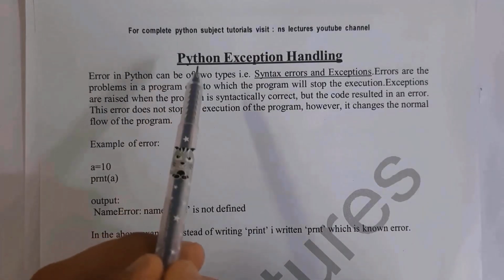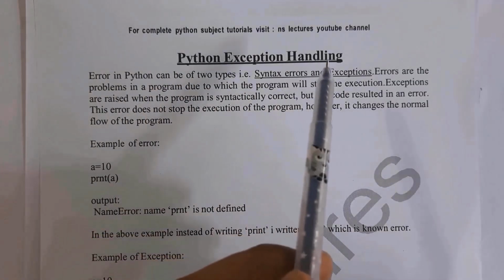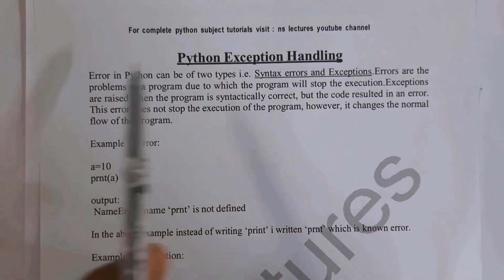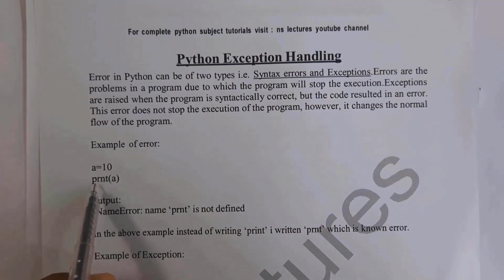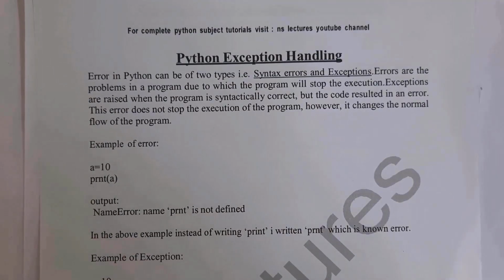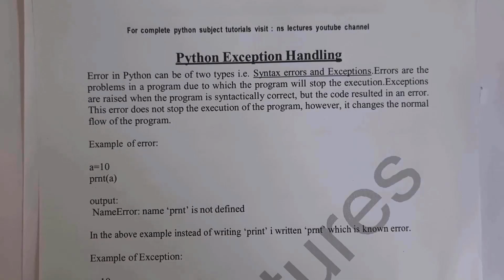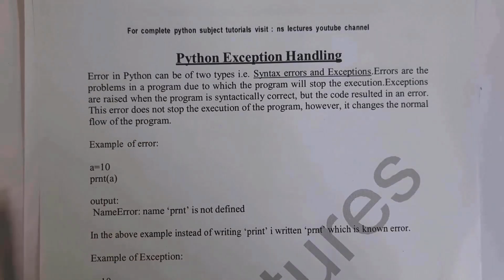Errors in Python can be of two types. One is syntax error and the next one is exceptions. Errors are the problems in a program due to which the program will stop execution. I wrote here print of a. So this is known as a syntax error. Whenever a syntax error occurs, this program will stop execution.